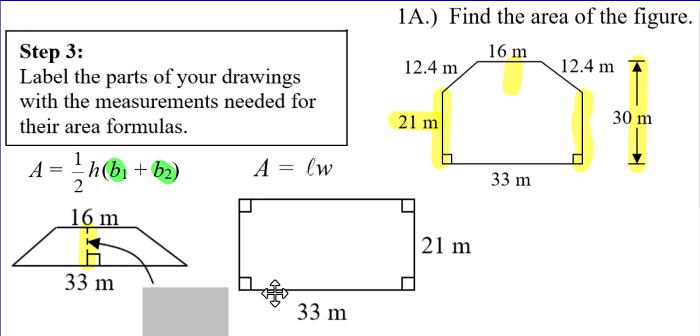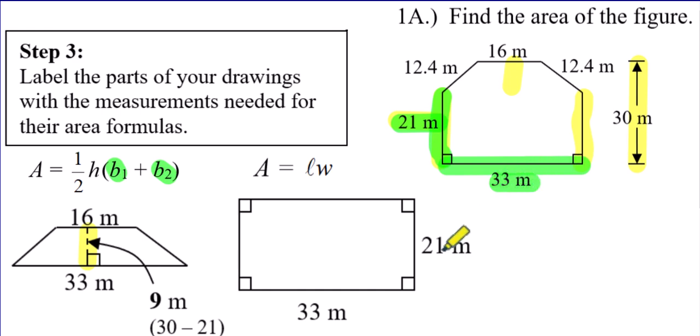And we're going to practice again this idea on the second page of our guided notes. So this is what I did to get the height. 30 minus 21 gave me a height of 9. The measurements of the rectangle were pretty easy to see here. It is obviously 21 meters wide. It is obviously 33 meters long. So I went ahead and I labeled my rectangle with those measurements.